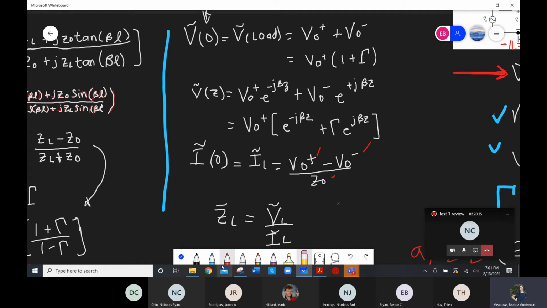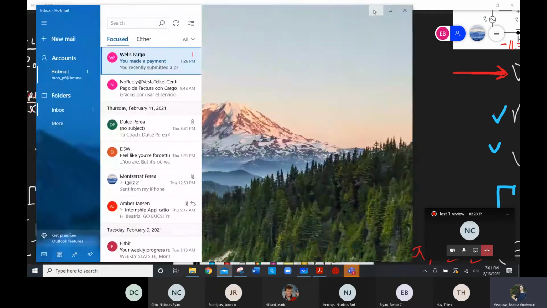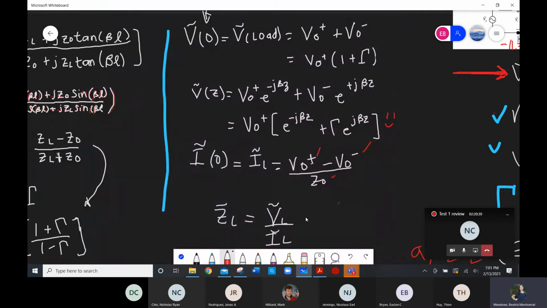We can do process of elimination. Am I looking for ZL? No. Am I looking for current? No. Do I need a voltage at the load? I would like you to say no because we already have that, right? No. Okay. So I need the voltage at a specific location. And what is that location?